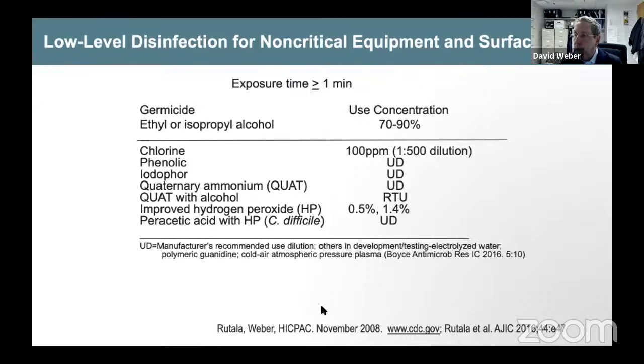Chlorine certainly is sporicidal. It's commonly used. It's cheap in much of the world. People object to the odor in some places. Phenolics and iodophores and quaternary ammonium compounds, but really phenolics and quaternary ammonium compounds are the most common used. We have been moving more towards improved hydrogen peroxide because it has an excellent safety profile, and peracetic acid is often used as a sporicidal agent.